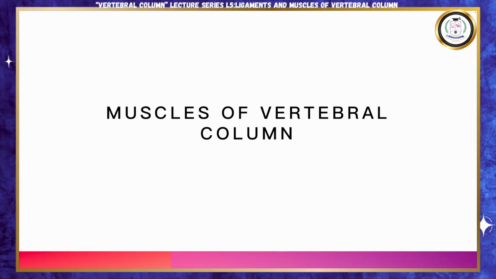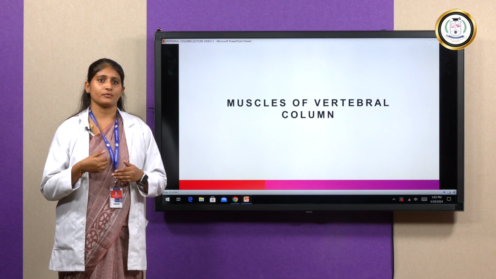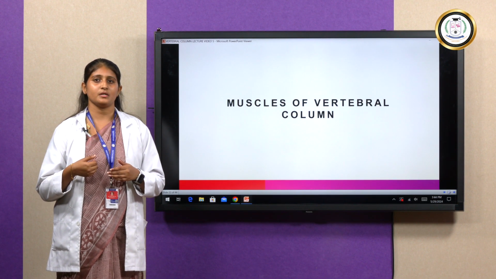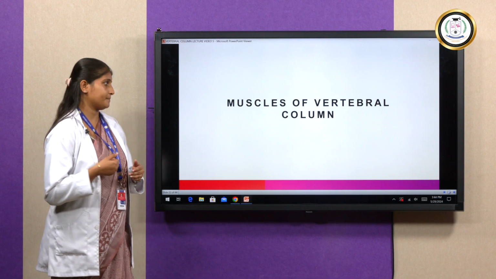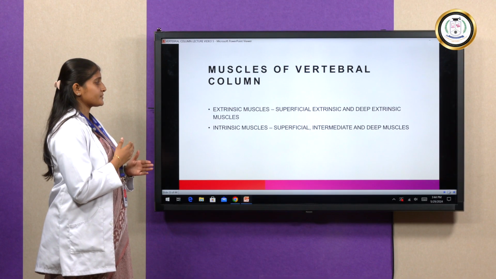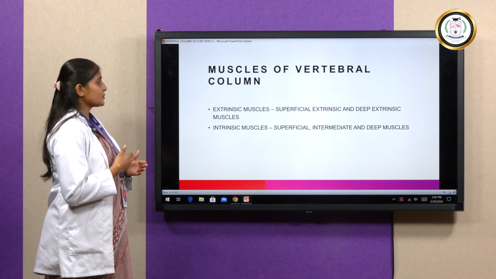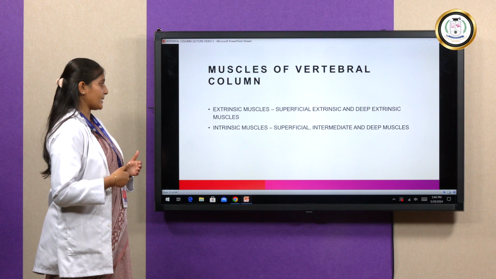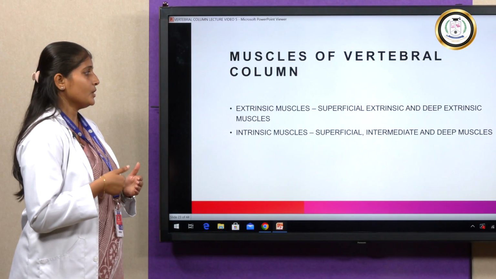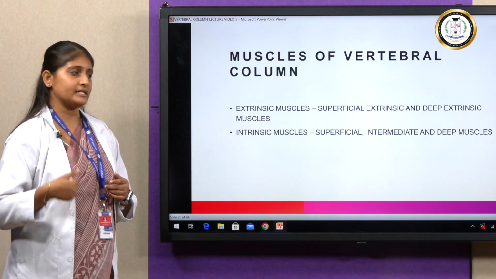Next, we will move on to the next segment, muscles of the vertebral column. There are so many muscles which are attached to the entire vertebral column. They are broadly classified into extrinsic muscles and intrinsic muscles. Under extrinsic muscles, they are further classified into superficial extrinsic and deep extrinsic muscles. Intrinsic muscles are further classified into superficial, intermediate and deep.